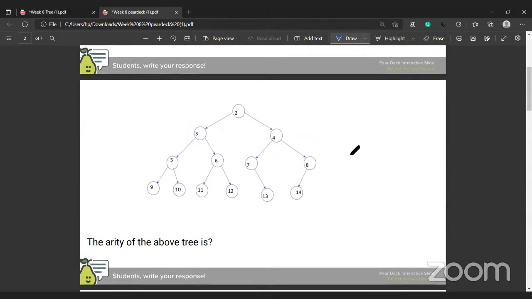Okay, so the arity of the tree. You have to tell what is the arity of the above tree. You can answer in the chat box. I will wait 1 minute.